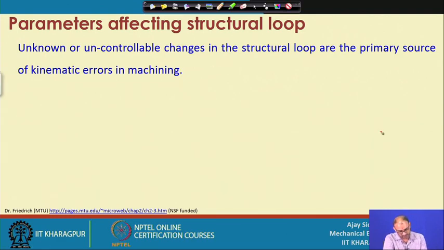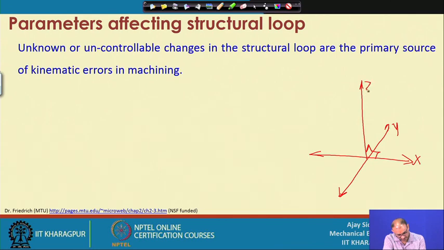Kinematic error means we have three axes, x, y and the z one, and all these axes are perpendicular to each other. This is the y, this is the x and this is the z one. So, kinematic error means if any of these axes are not exactly perpendicular to each other, then it will create a problem in the machining.